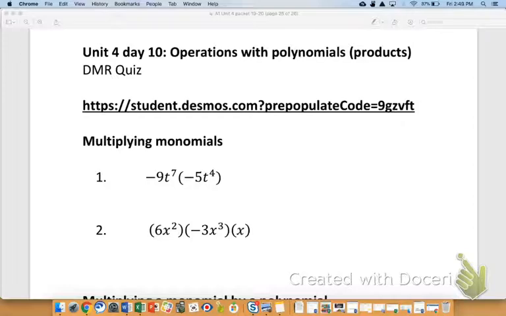So notice right here, there is no symbol, right? There's no symbol between that negative 9t to the 7th and the parentheses. Like there's no symbol there at all. So in math, when there's no symbol, it's understood to be multiplication. We do this all the time, right?